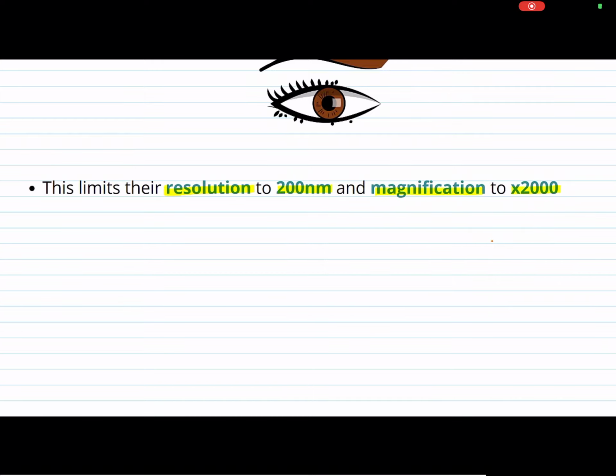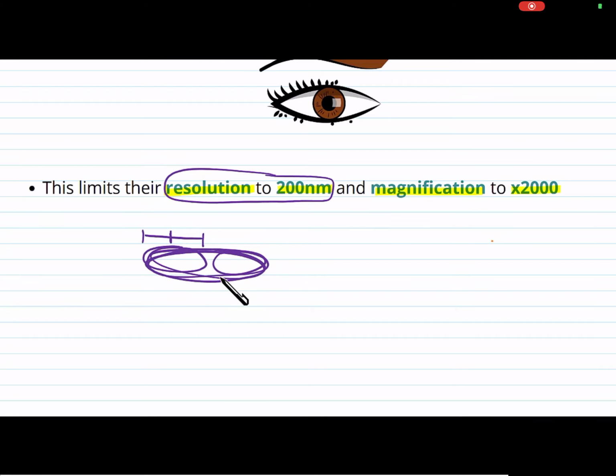So what does this mean in terms of the definitions we just talked about? A resolution of 200 nanometers means that if we were to look at two objects at a distance of 200 nanometers, we'd be able to tell that they were apart. If we look at anything smaller, like 100 nanometers, we wouldn't be able to tell that they were two objects. It would look like one blurred object. Magnification of times 2000 simply means that the specimen, compared to the image, is 2000 times smaller. So the image is 2000 times bigger than the real thing.